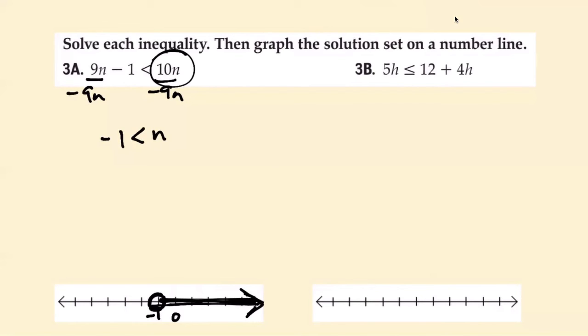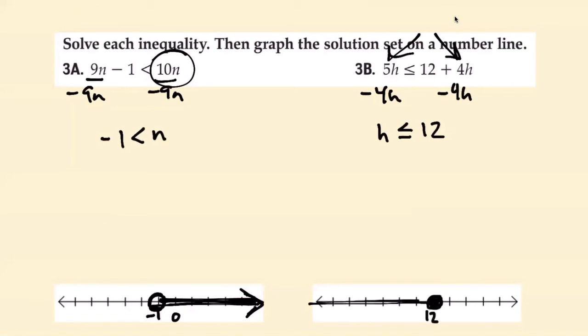And then on this next one, it's the same thing. Which side has more? Well, 5 is bigger than 4. So we're going to move everything over to the 5h side by subtracting 4h. And you'll notice on all of these that your coefficient is always going to wind up being 1. That's because we haven't discussed multiplying or dividing yet, but that will be next. So you have h is less than or equal to 12. We'll put 12 on our number line. H is less than or equal to it, so we're going to put our circle around it and fill it in because it includes that point. Then my arrow is going to go to the left, because it's all the values that are less than 12, up to 12 and including 12.